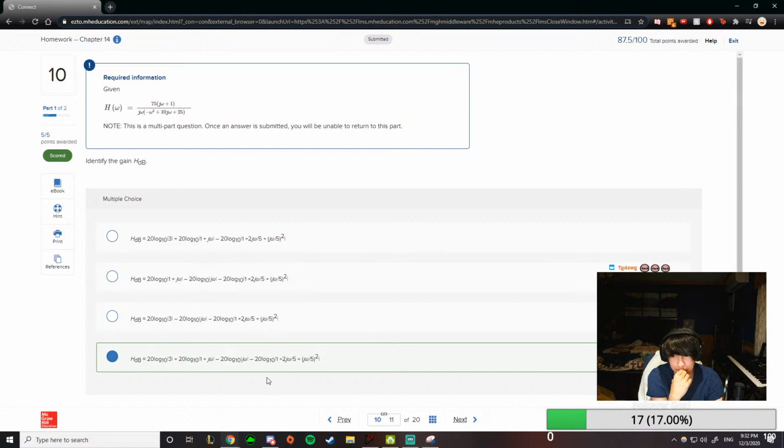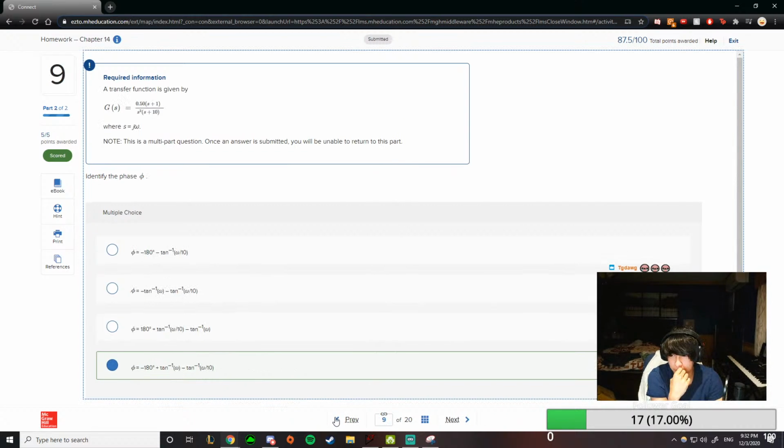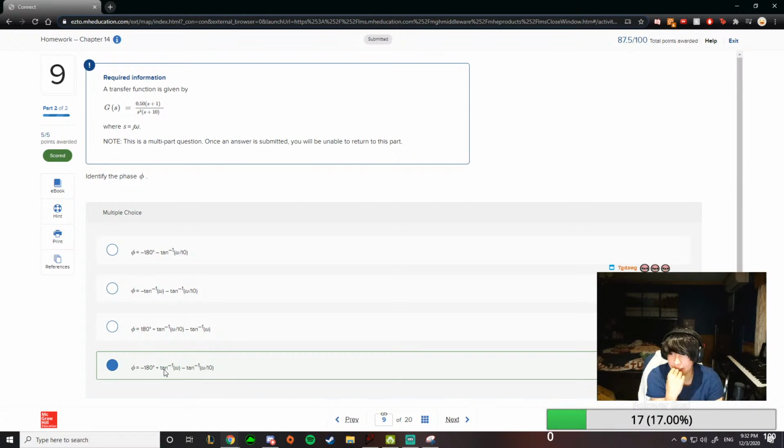Yeah, 360 Ti. Negative 180 plus tan^-1. So it's just tan if it's on the bottom? Is that how it works? I think that's how it works. I'm just gonna do that.